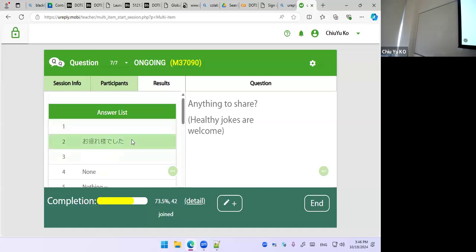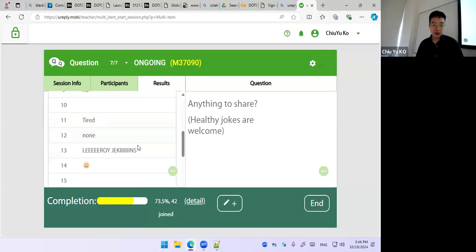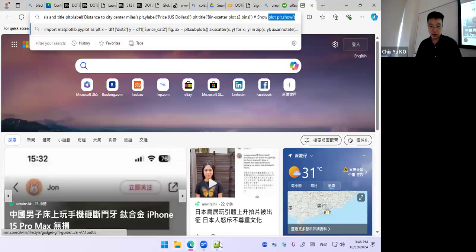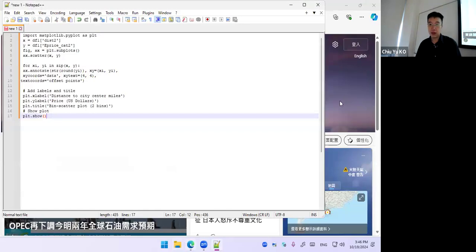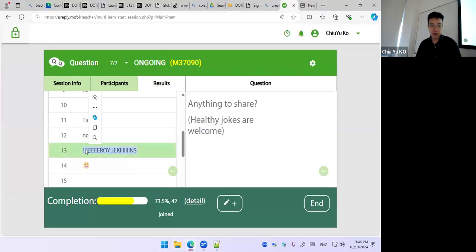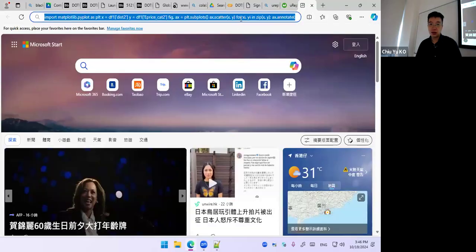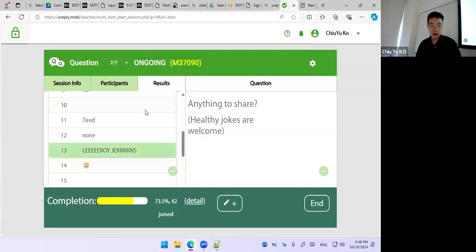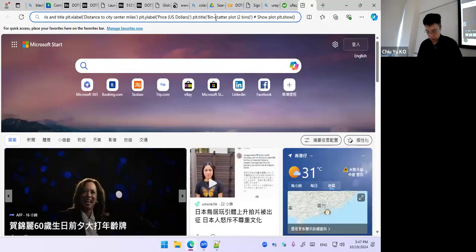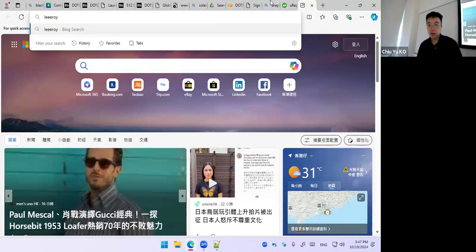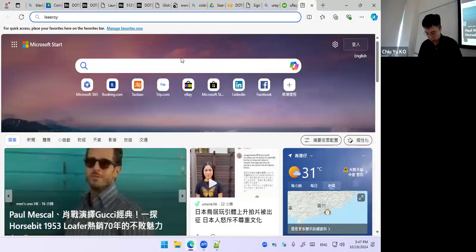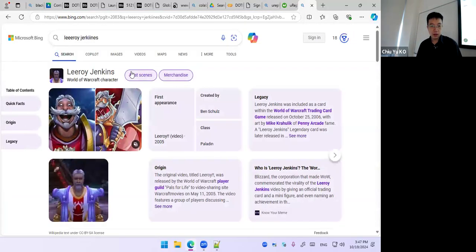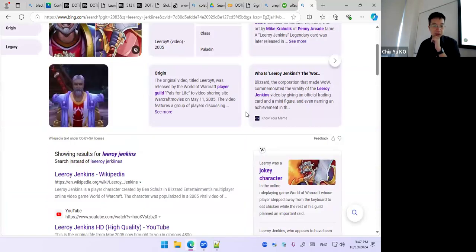I don't read Japanese, but I think it means very tired, right? Yeah, today's crowded. What's this? Something I should know? What's that? I don't know what that means, but is it something important I should know? No. How to spell that? Leroy J. Oh, what's this? Card game, okay.